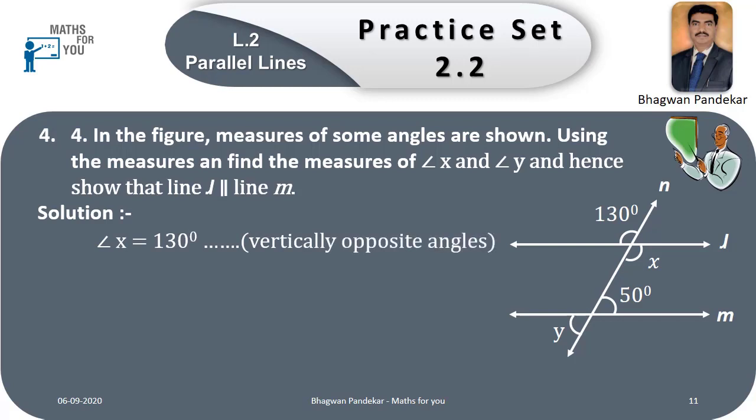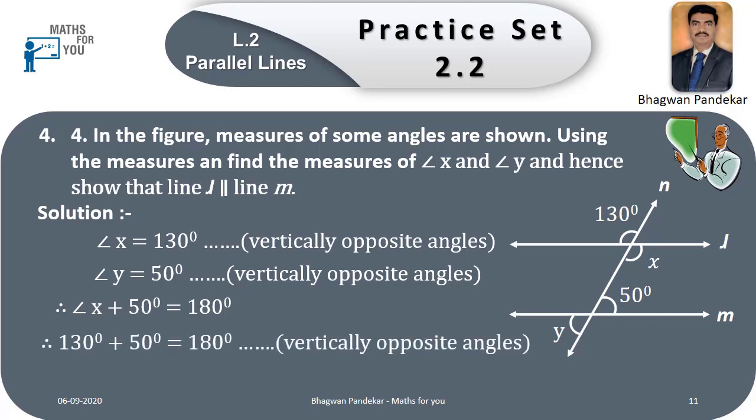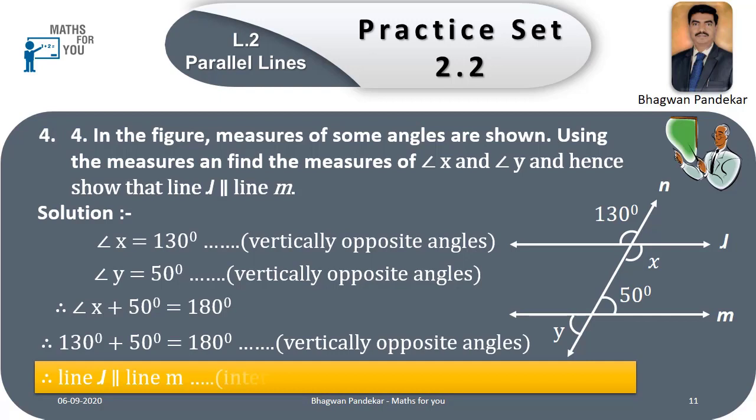So here the solution: angle X is equal to 130 degrees. Reason: vertically opposite angles. Angle Y is equal to 50 degrees, vertically opposite angles. Therefore, angle X plus 50 degrees is equal to 180 degrees. Therefore, 130 degrees plus 50 degrees is equal to 180 degrees. Therefore, line L is parallel to line M, reason: interior angle test for parallel lines.